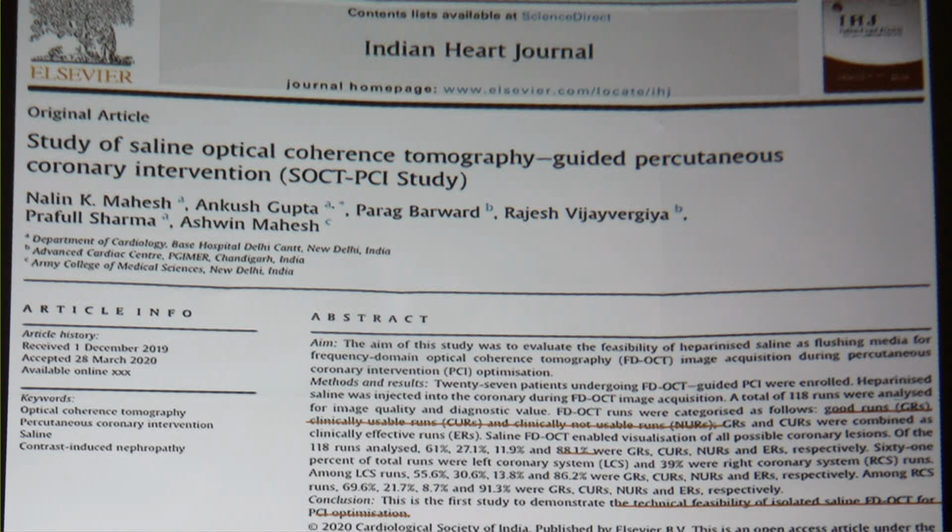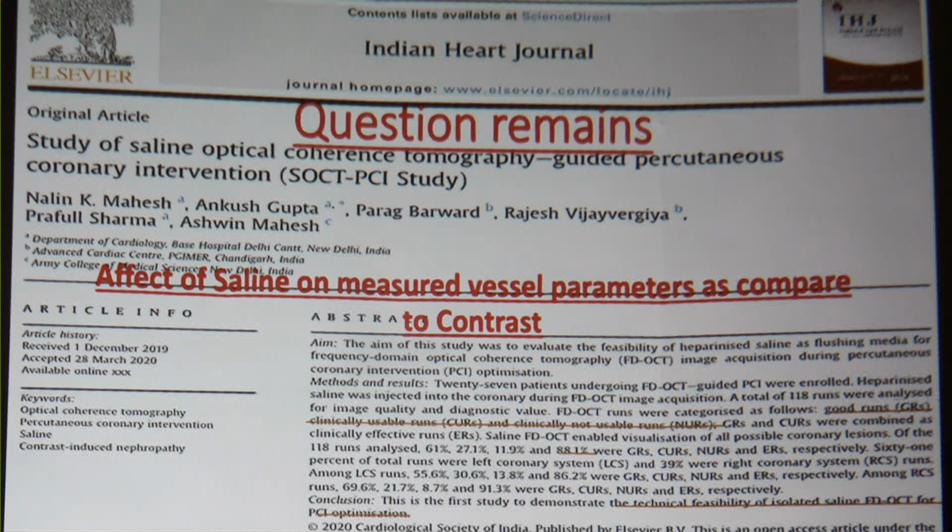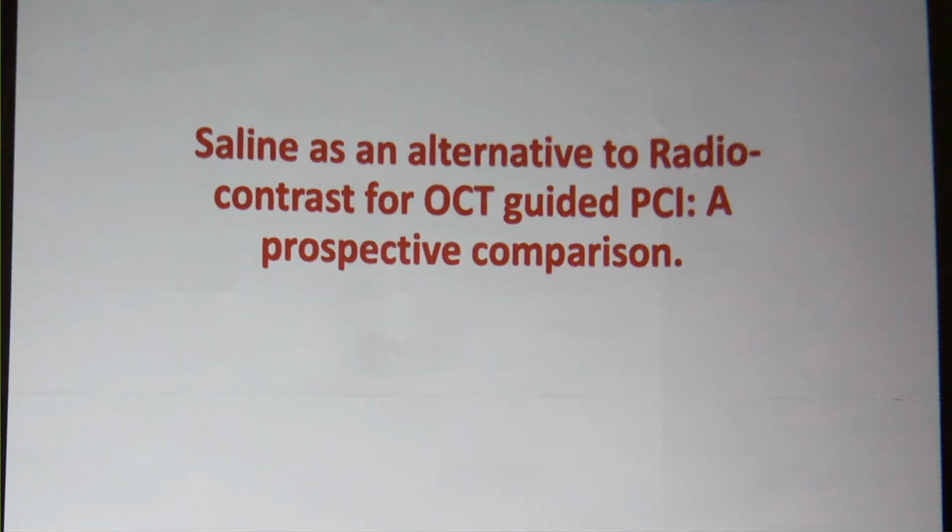And we published this study in the Indian Heart Journal as an associative PCI study. But one question remained: what is the impact of saline on measured vessel parameters? There was one study done on rabbit aorta that showed that whenever you image the artery with saline, the measured vessel parameters are slightly smaller as compared to contrast. Then we did this study.